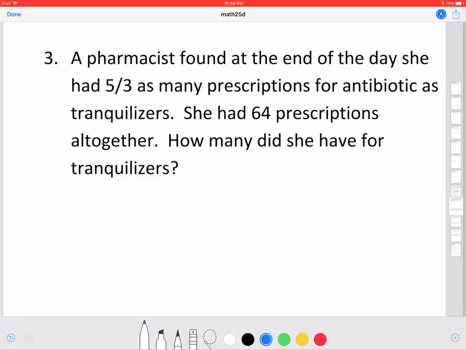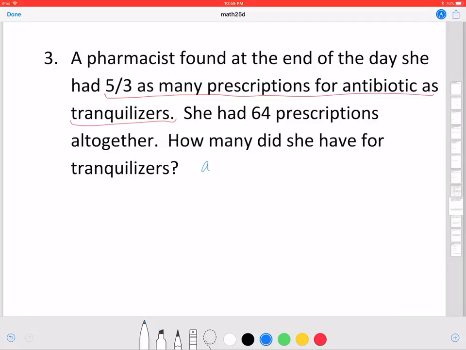Here we're dealing with antibiotic and tranquilizer prescription. And the key part here is this phrase right here, 5/3 as many prescriptions for antibiotics as tranquilizers. That can be kind of confusing. All right. Okay, before we begin, let's go ahead and identify variables.